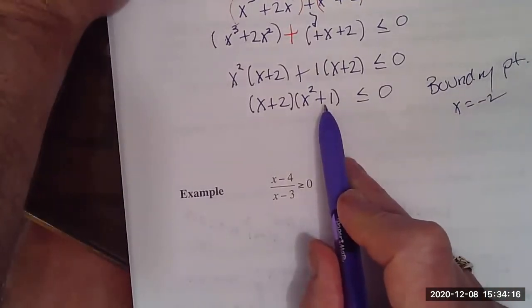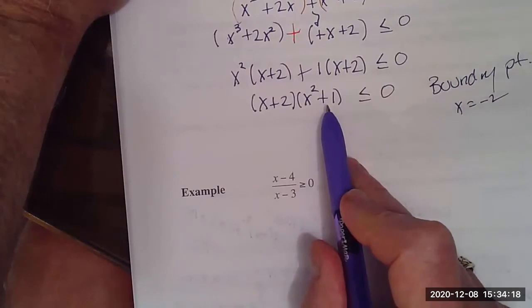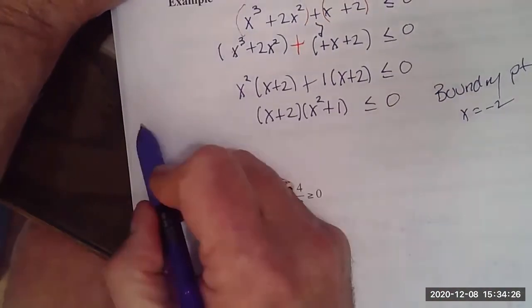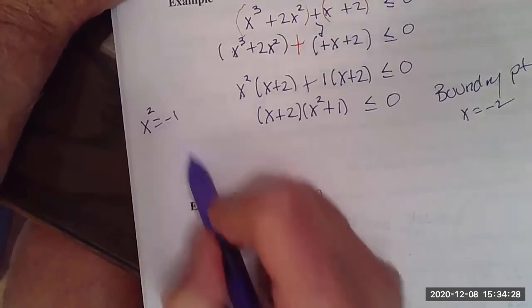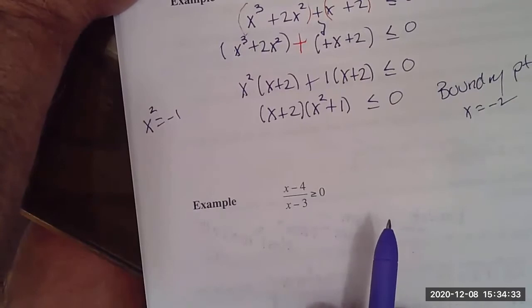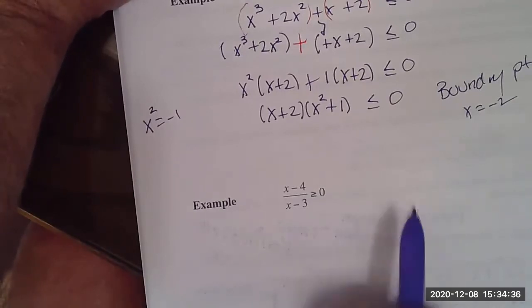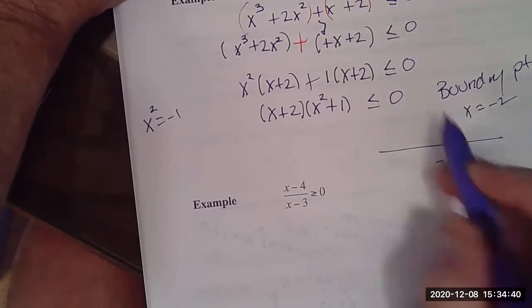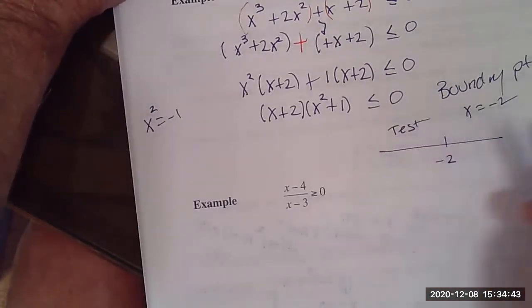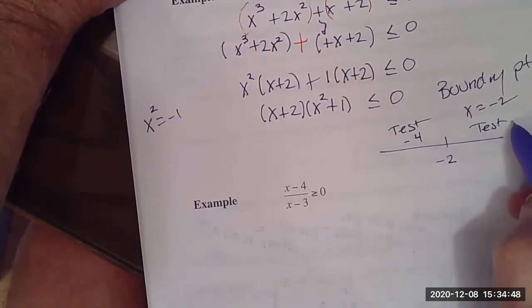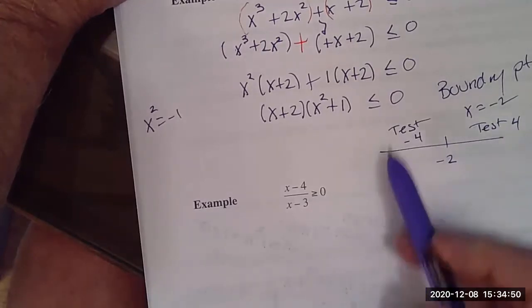Now, if I set x squared plus 1 equal to 0, hopefully all of you are going to see you're going to get an imaginary number. You get x squared equals -1, and if you take the square root of both sides, you get imaginary. So we're not talking imaginary here, just real. That's the only boundary number. So you go like this. Here's -2. You test over here, let's say -4. Test over here, let's say 4.